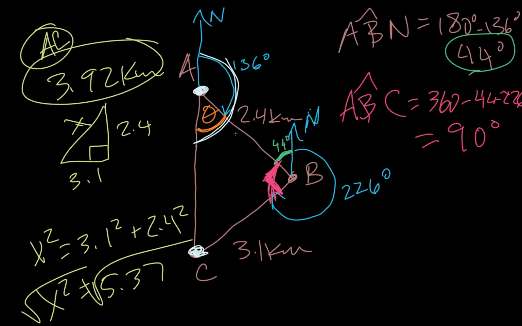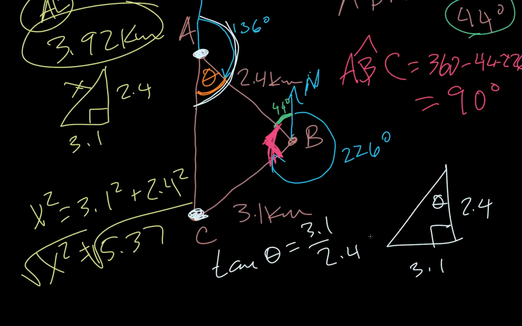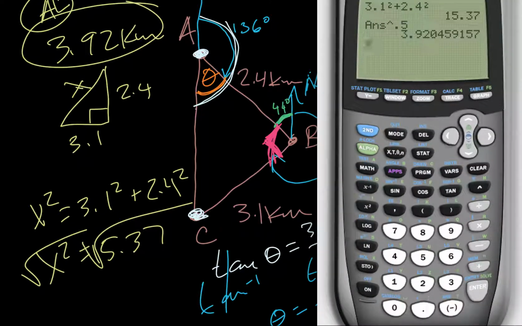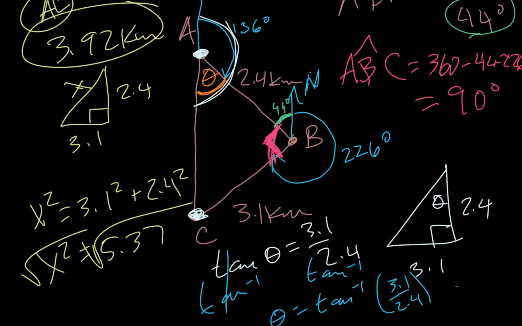And so to do that, we can just use right angle trig. Once again, we have a right triangle. This is 2.4, this is 3.1, this is theta. Opposite adjacent means tangent. So tangent theta equals opposite over adjacent. We do the inverse tangent of both sides. Theta equals the inverse tangent of 3.1 over 2.4. So we say second tangent 3.1 divided by 2.4, and that's 52.3.